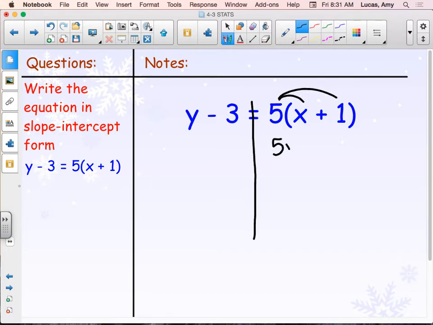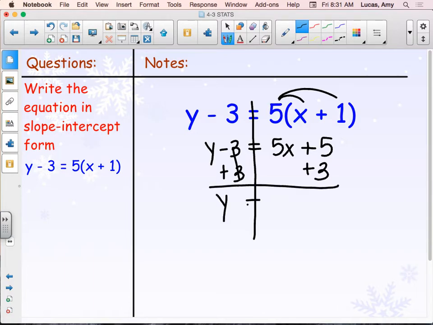5 times x is 5x, plus 5 times 1 is 5. So y minus 3 equals 5x plus 5. Add 3 to both sides. y equals 5x plus 8.